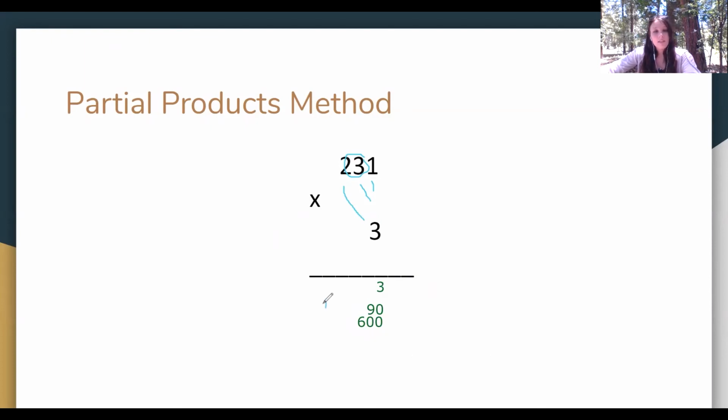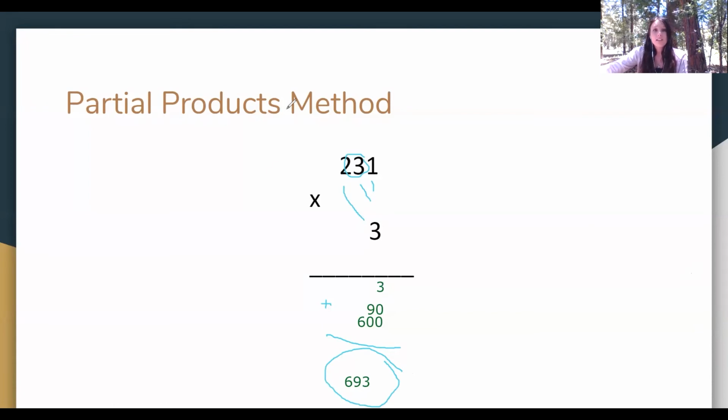So we have 3 plus 90 plus 600, which gives us our final answer of 693. Awesome job, guys. Look at you. You just solved this problem using only the partial products method. And if we solved this using the place value method, we would get the same answer, because both methods work when used to multiply.